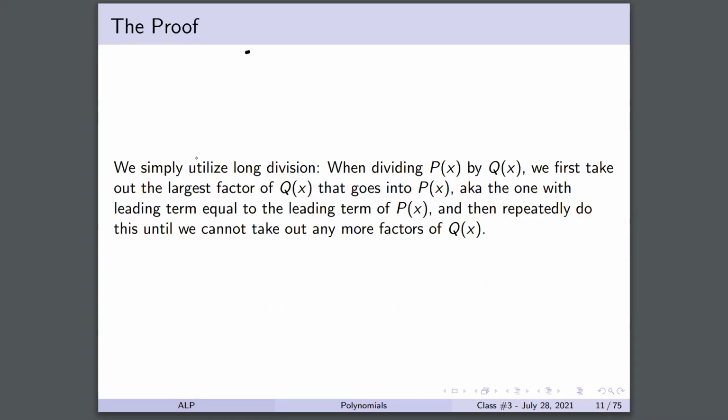So the proof of this is long division. When we divide p of x by q of x, we first take out the largest factor of q of x that goes into p of x, the one with the leading term equal to the leading term of p of x, and then repeatedly do this until we cannot take out any more factors of q of x. Thus we would be left with a remainder such that the degree is less than that of q of x.